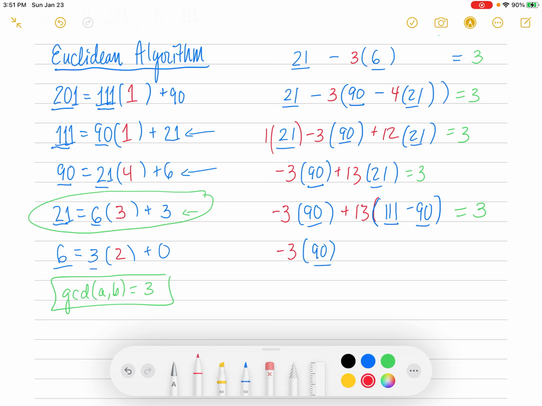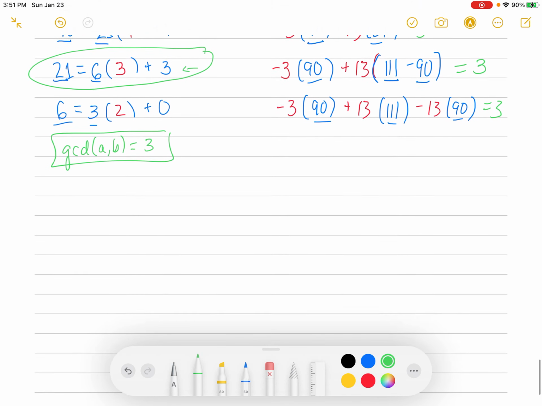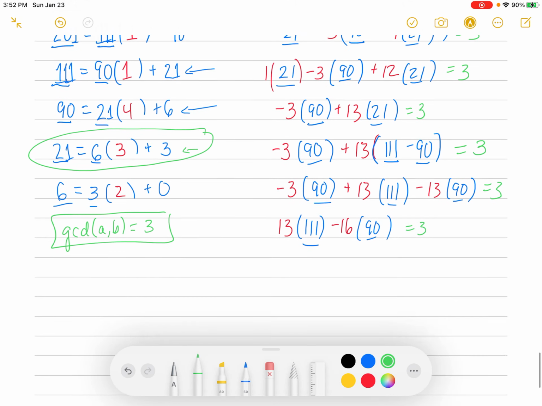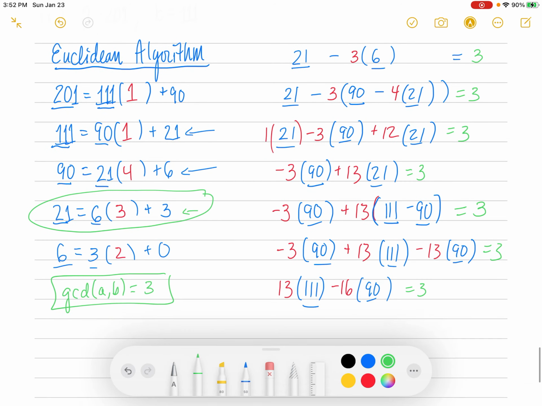So now I'm going to distribute the 13. So I got negative 3 times 90, plus 13 times 111, and 13 times negative 90 would be minus 13 times 90, equals 3. So I'm going to write my 111 term first. You always write your largest blue term first. So I got 13 times 111. And I got negative 3 90s, negative 13 90s. That's negative 16 90s. All that's equal to 3.